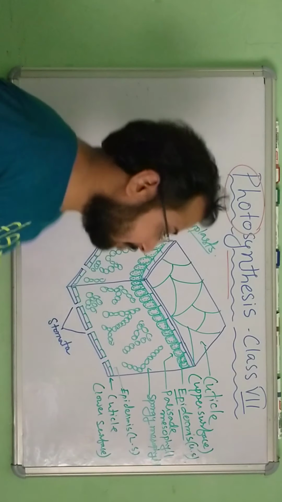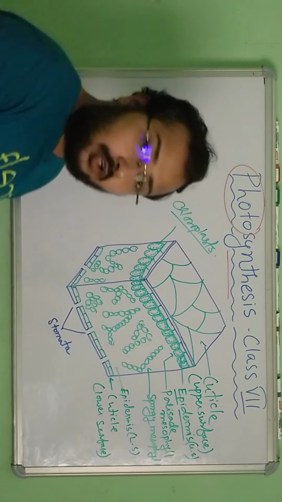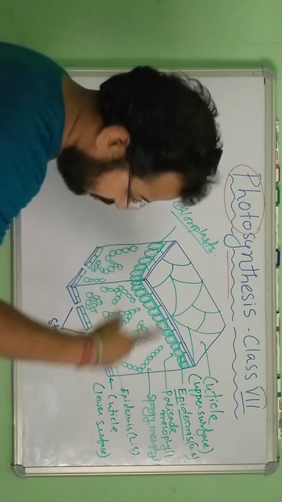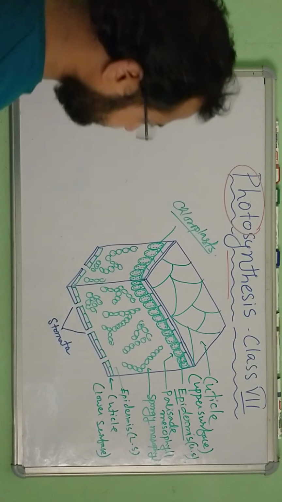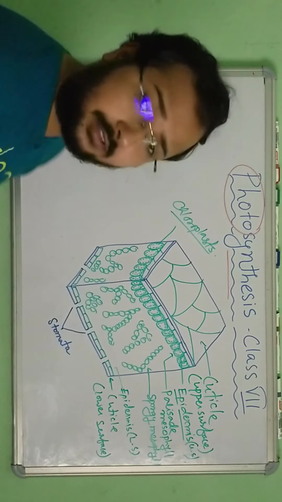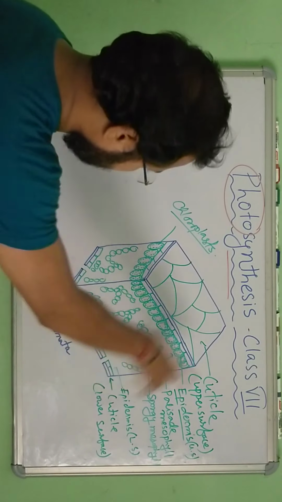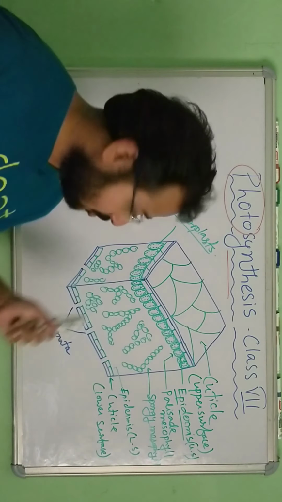Understood? So this is the reason behind the number of stomata present at the lower surface of the leaf. Okay, so this is the diagram of the section of a leaf with some important labeling. This is it of the diagram. Okay, so please do practice.